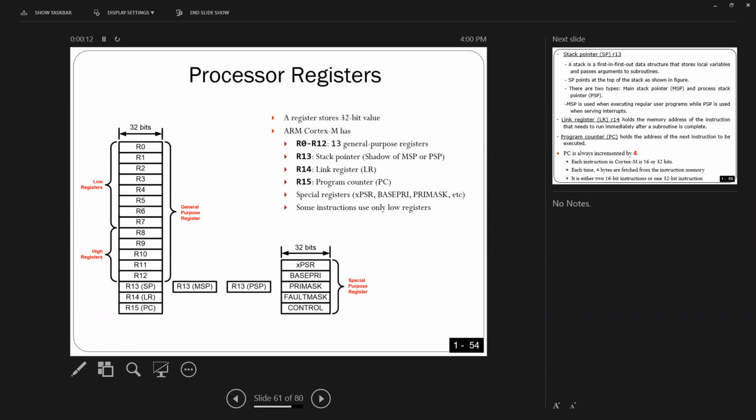As I said before, every processor has a number of registers. For our microcontroller, we have these registers. As you see here, every register is 32 bits. This is the size of the register.